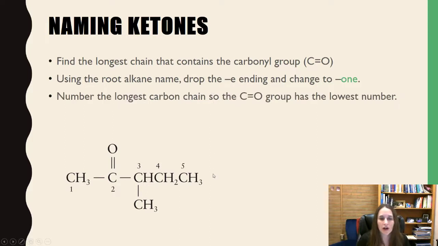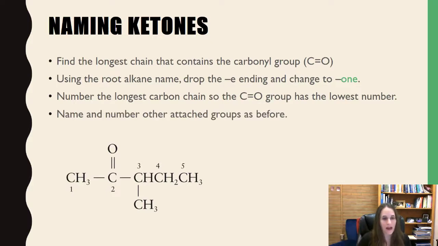Number the longest carbon chain so that the carbonyl group has the lowest number. Now here we do usually need to locate it, and the reason is that in this chain, this carbonyl group could have been over here, it could have been in other places, unlike the aldehyde where it has to be at a terminal, at an end. And then name and number the other attached groups as before.